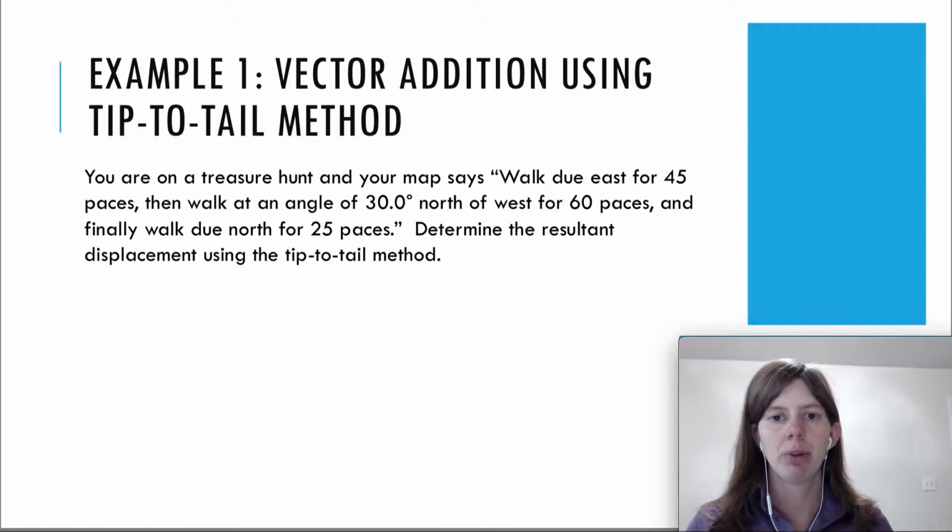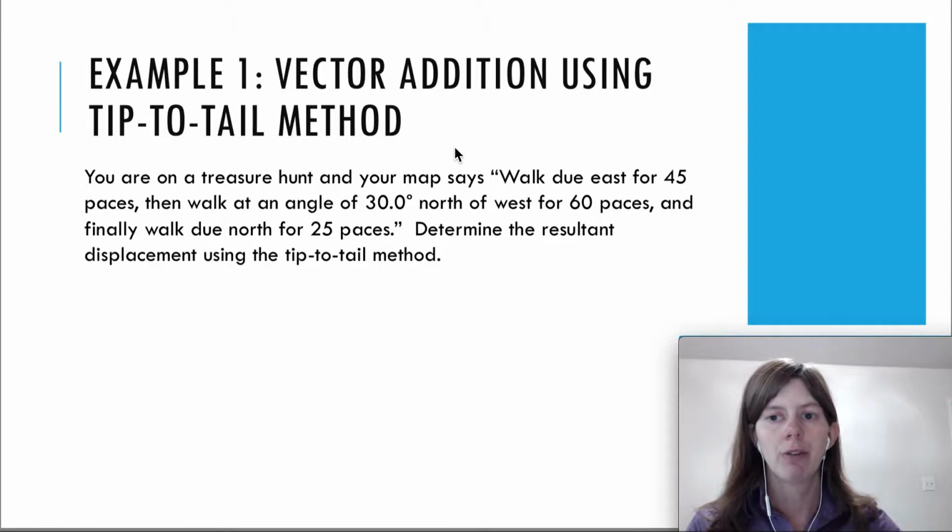Let's do an example using the tip-to-tail method. You're on a treasure hunt and your map says walk due east for 45 paces, walk at an angle 30 degrees north of west for 60 paces, and finally walk due north for 25 paces. Determine the resultant displacement using the tip-to-tail method. So we need to draw these vectors.